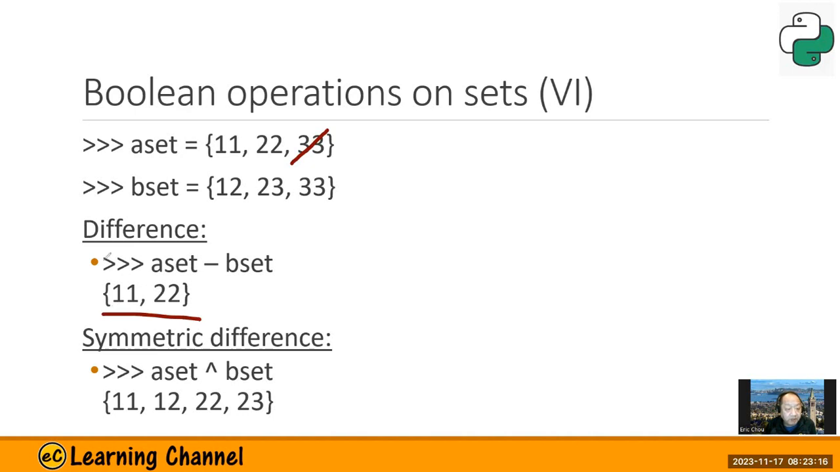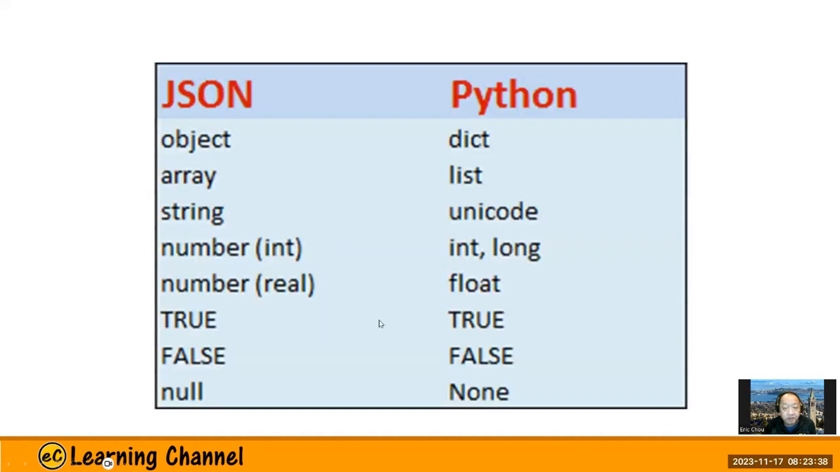And then if you look at the symmetric difference, something in A set but not in B set, that will be 1, 1, 2, 2. Something in B set but not in A set, that will be 1, 2, and 2, 3. So the union of them will be 1, 1, 2, 2, 1, 2, 1, 2, 3. A symmetric difference. Okay, Python's dictionary is similar to JavaScript's JSON object, and Python's list is similar to JSON's array, JavaScript's array.